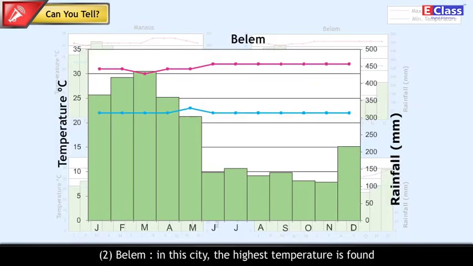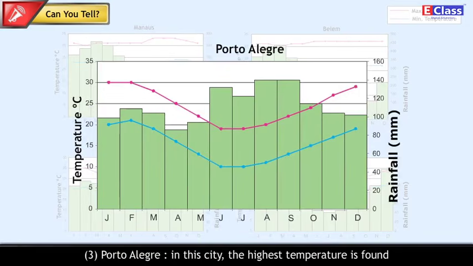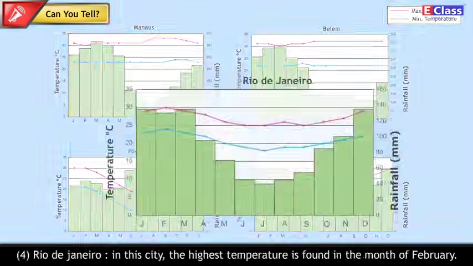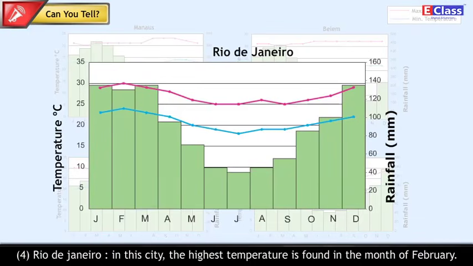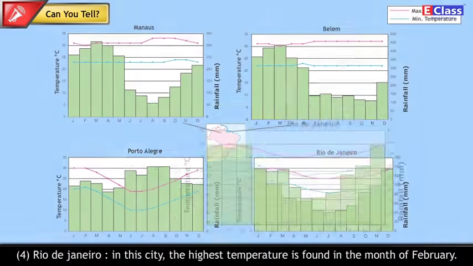Belem. In this city, the highest temperature is found in the months from June to December. Porto Alegre. In this city, the highest temperature is found in the months of January and February. Rio de Janeiro. In this city, the highest temperature is found in the month of February.